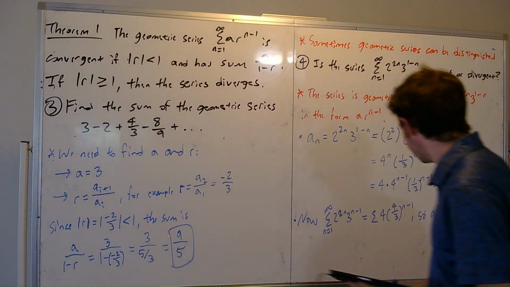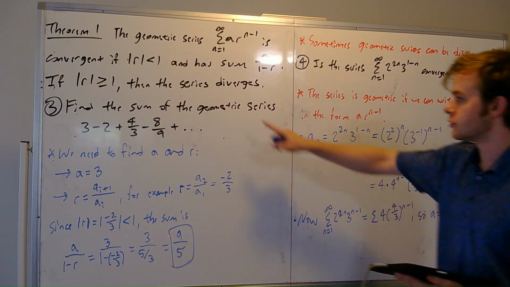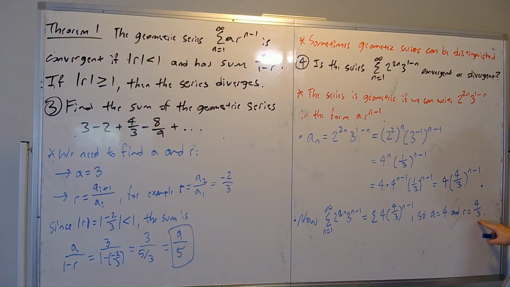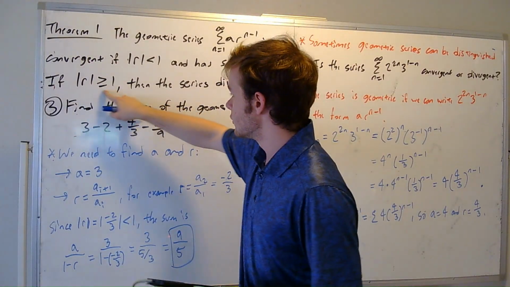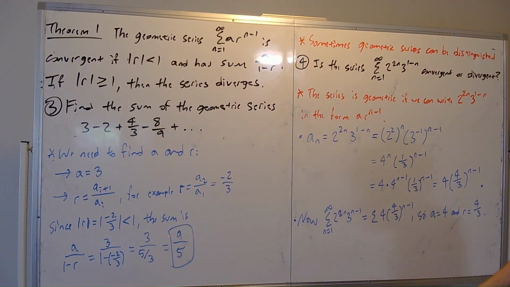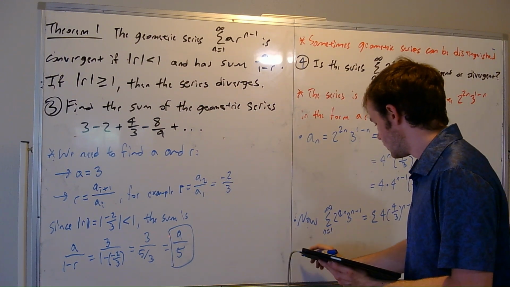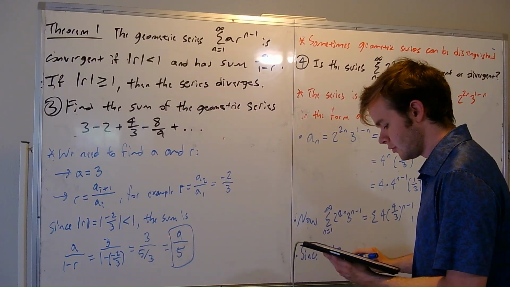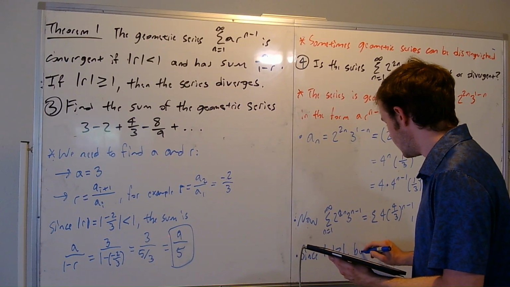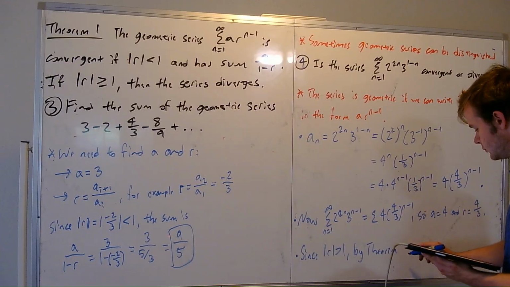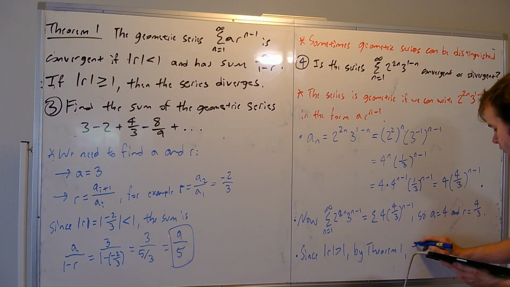Okay, and now we look at our value of r, and we look at our theorem, and we say, well, the absolute value of r, here the absolute value of this is 4/3, the absolute value of r is greater than 1, so the series diverges. So that theorem actually just tells us immediately that this series is going to diverge. So I'll say here, since the absolute value of r is strictly bigger than 1, by theorem 1, the series diverges.